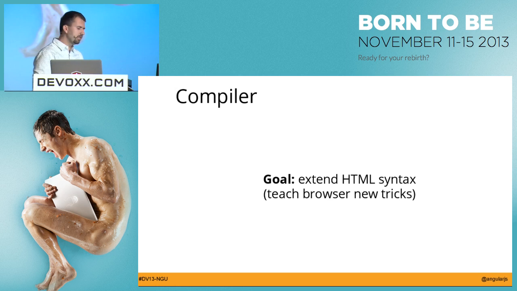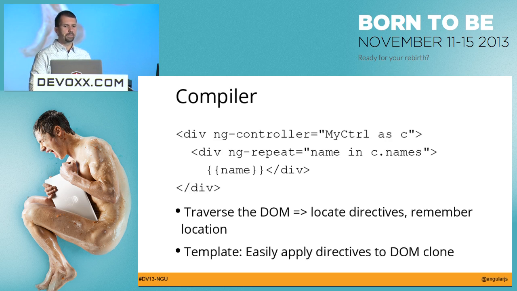Okay, so you have these directives, and the question becomes, okay, well, how do I teach the browser new tricks? Like, I understand the concept of a directive, that you can go and apply this particular behavior, but browsers don't understand directives. They don't understand ng-repeat. You know, how do we teach browsers these new tricks? And this is where the compiler comes into play.